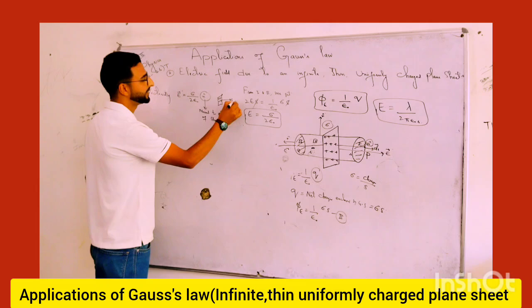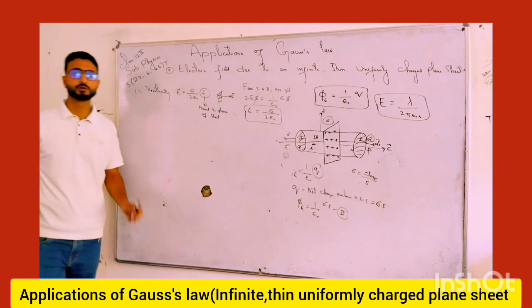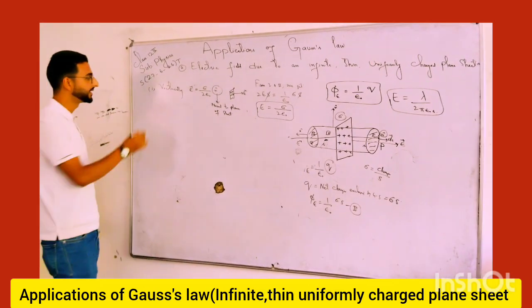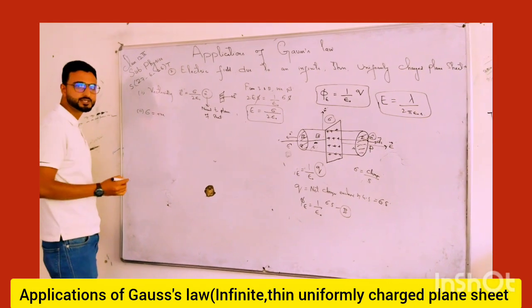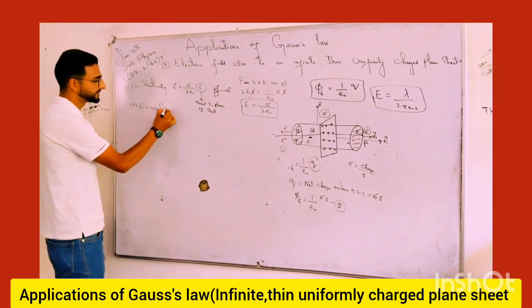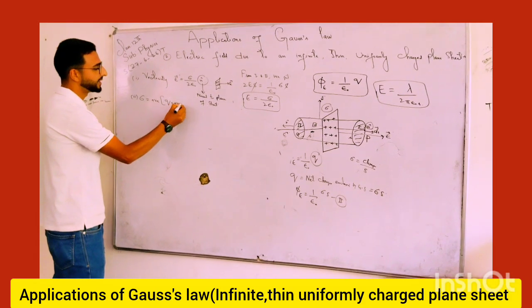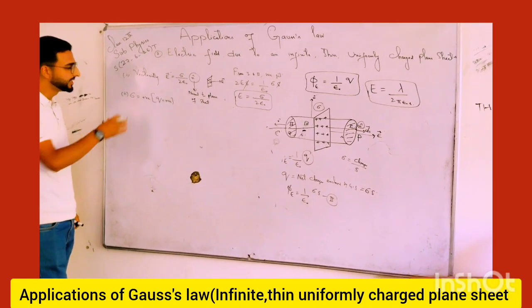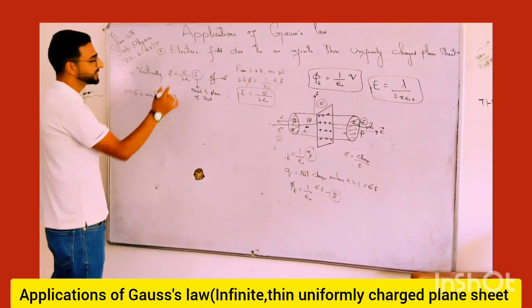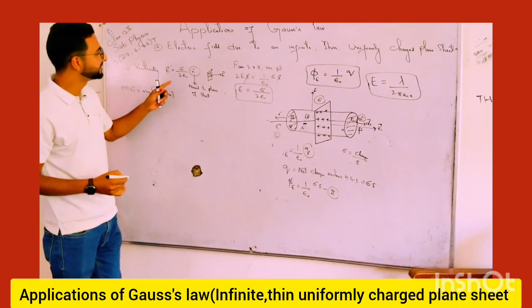So the direction of E is perpendicular to the plane sheet of charge. Number 2, if sigma, the surface charge density, is positive, what I mean is that if Q is positive, the positive charge is uniformly distributed over the plane sheet of charge. So sigma is positive. If sigma is positive here, now you can simply see.